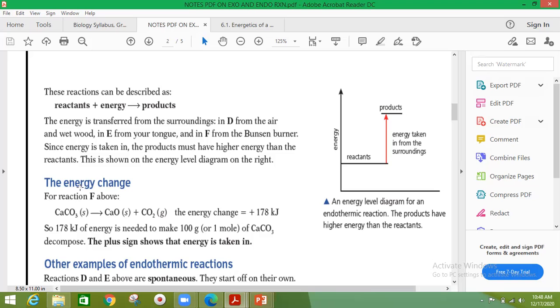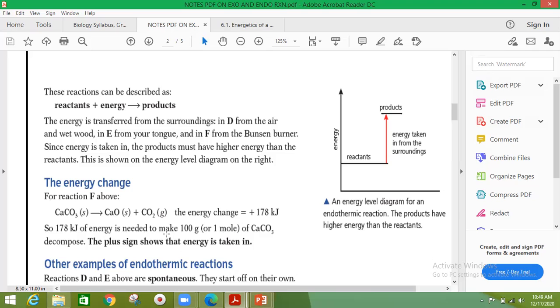So see here, the energy change for reaction F above this one. Calcium carbonate, when it breaks down, you will get calcium oxide and carbon dioxide. The energy change, meaning delta H value, is given in positive sign. What do you think this reaction is, exo or endo, if the amount of energy is given in positive? Endothermic reaction. So 178 kilojoules of energy is needed to break a chemical bond. So the amount of energy is 178, but in positive sign.